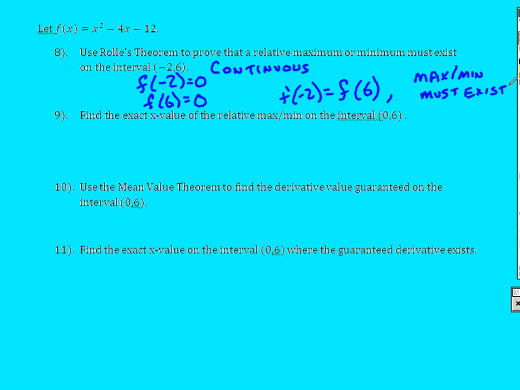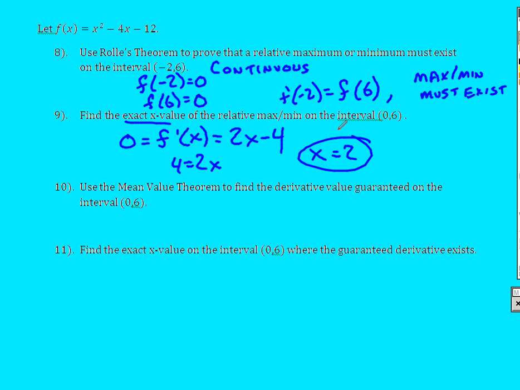Now, to find the exact value when that happens, all we're going to do is set the derivative equal to 0. Well, the derivative in this case will be 2x minus 4, set it equal to 0. So that means 4 will equal 2x. It means my x value will be 2 for when in the interval it happens. And check and make sure 2 is within that interval, from -2 to 6.